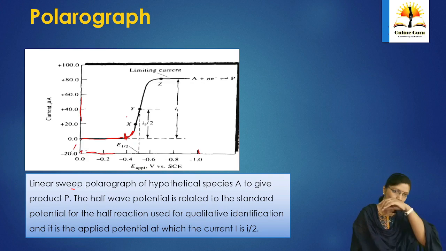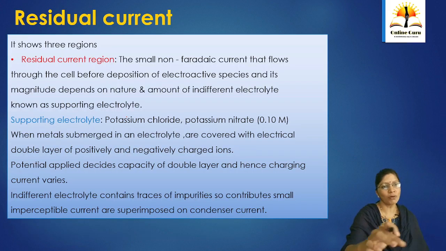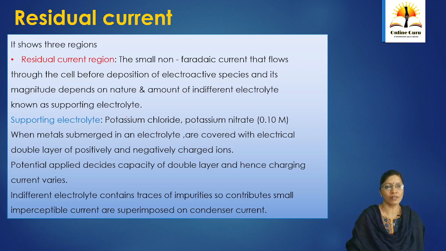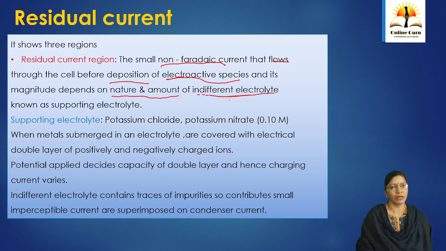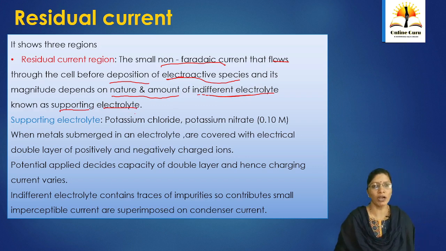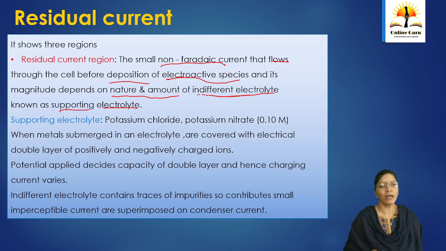Okay, now see what happens in the process. Let us talk about the residual current region, the three regions one by one. So what is the first region? We talk about the small non-Faradic current that flows through the cell before deposition of electroactive species, and its magnitude depends on the nature and amount of indifferent electrolyte. Indifferent electrolyte is also called supporting electrolyte. So this was our first region. What do we call it? We call it supporting electrolyte.